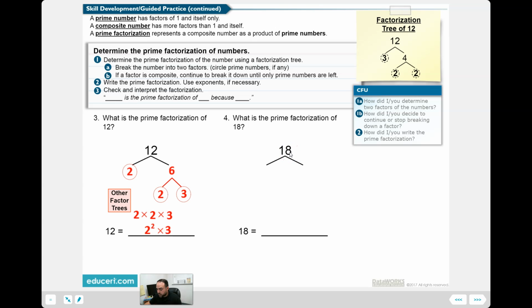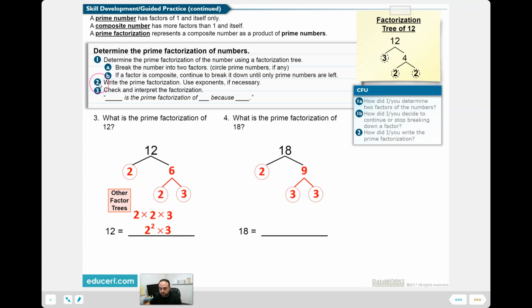18 can be broken down using the factor pairs of 2 times 9 or 3 times 6. In this case, we're going to use 2 times 9. 2 is a prime endpoint. 9 can be factored down further to 3 times 3. 3 and 3 are both prime endpoints. So we have 3 prime number endpoints and our factorization tree is complete.